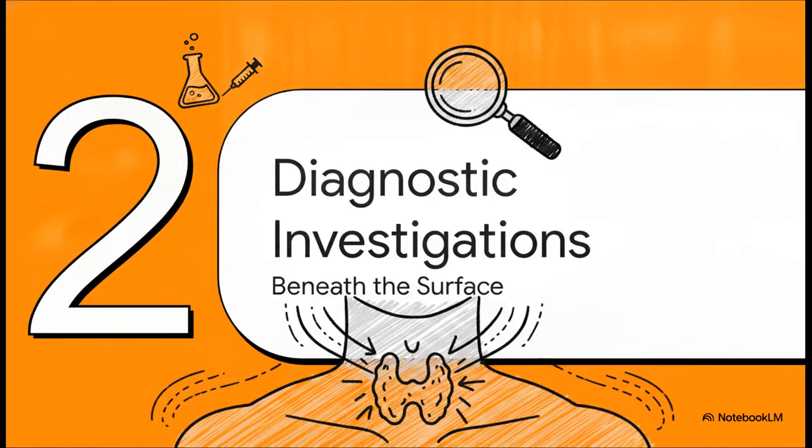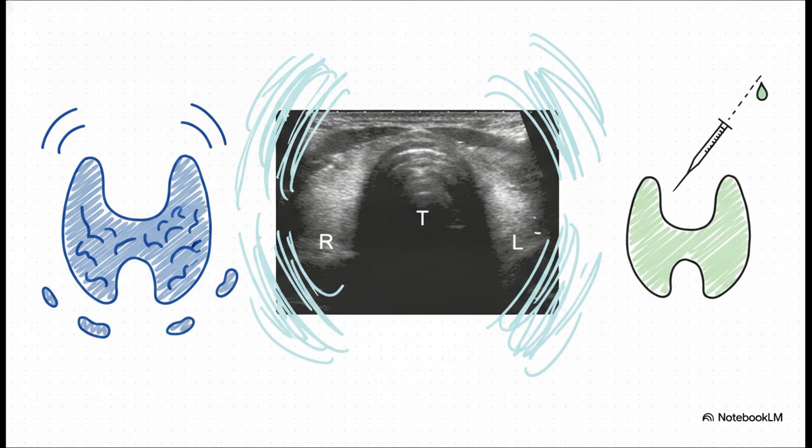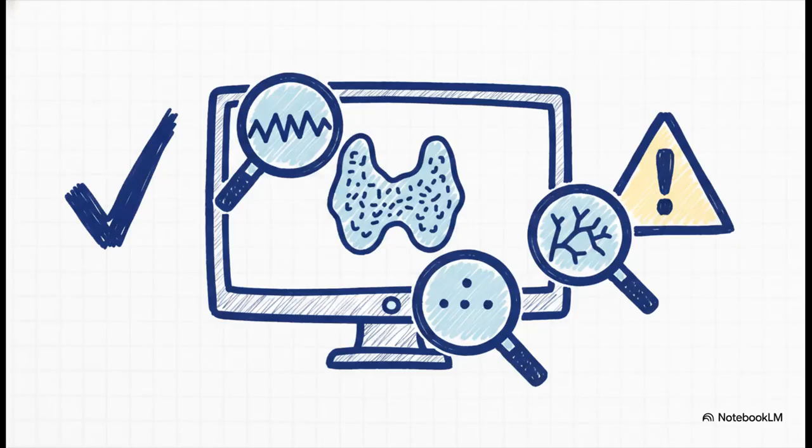Section 2. Key diagnostic investigations. It's time to look beneath the surface. Once we've done our physical exam, our absolute workhorse investigation is the ultrasound. It is a total game changer. It allows us to accurately assess the gland, check the regional lymphatics, and crucially guide our needles for a biopsy with pinpoint precision. And we aren't just measuring size here.